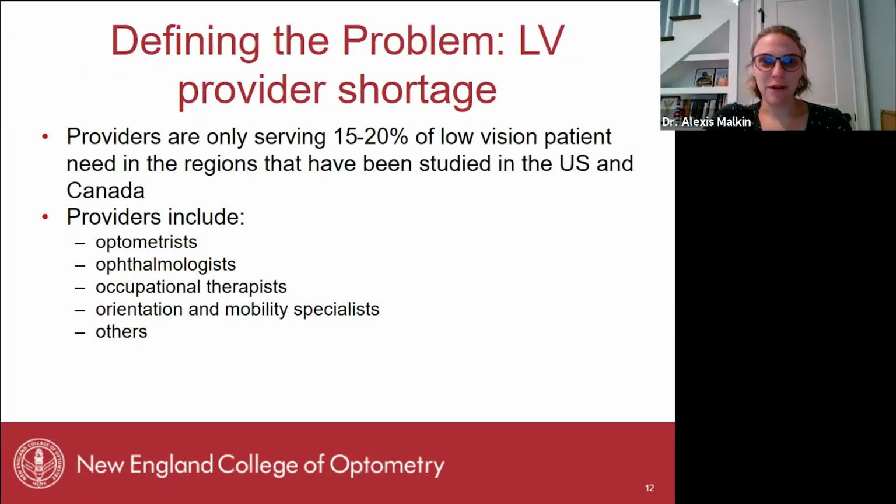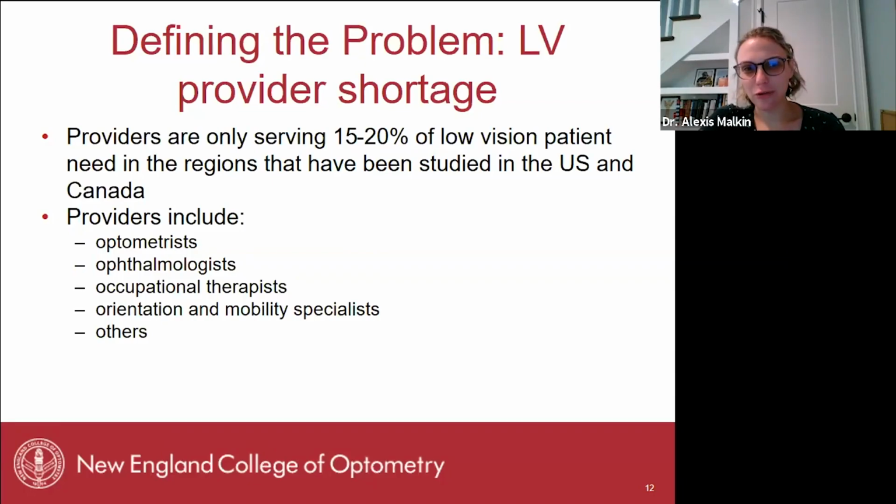Another issue we're dealing with, and I think everyone listening is probably dealing with this in their own communities, is that there is a huge shortage of people providing low vision services. So the areas that we have studied in the US and Canada show that at best we're serving about 1 in 5 patients who could benefit from low vision services.